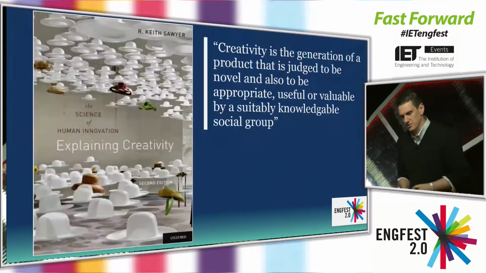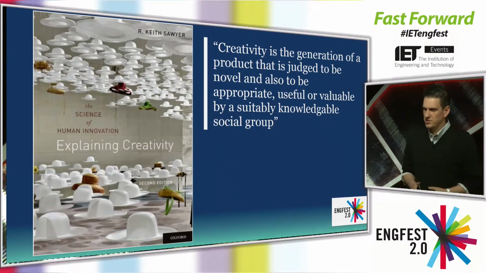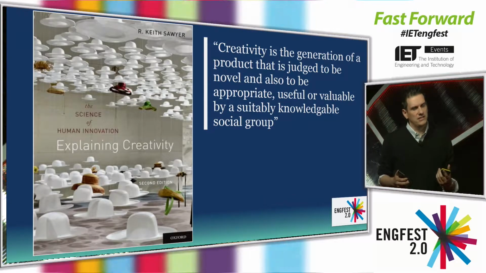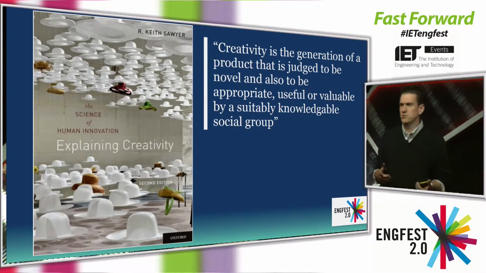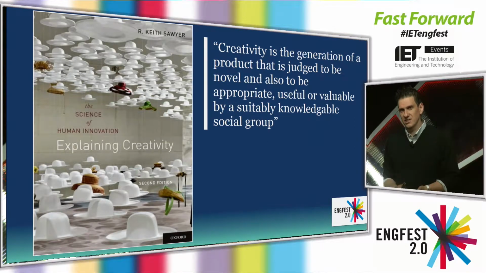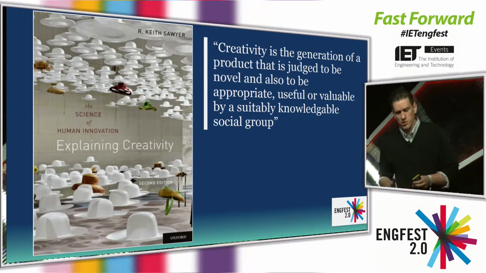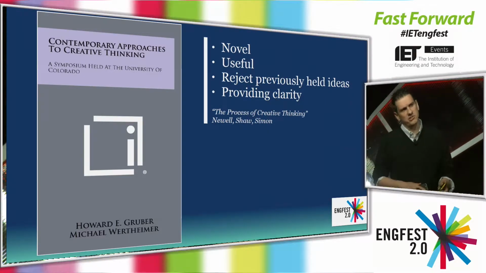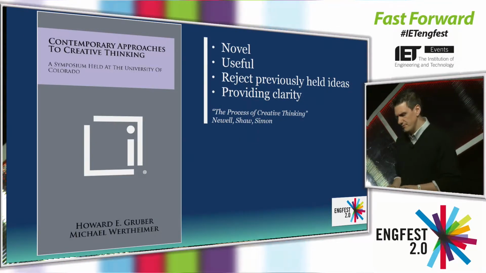Now there are different opinions on this, but if we look to psychology, in his book Explaining Creativity, Sawyer writes that creativity needs two things, novelty and quality. It's about coming up with something that is new and something that is good. And these two properties of novelty and quality are common in a lot of descriptions of creativity.